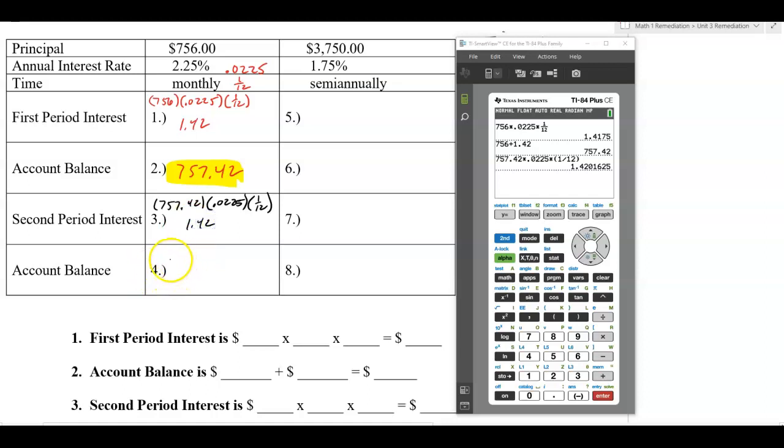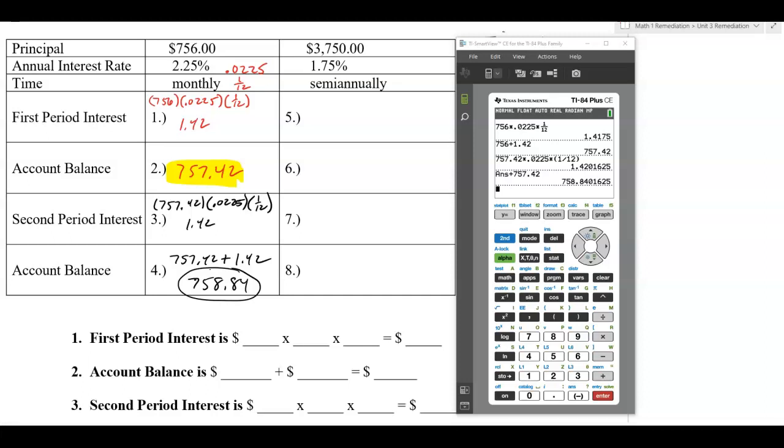So my end balance after 2 months, I would get 757.42 plus the $1.42. And if I take that and add it to the 757.42, that would give me a final of 758.84.